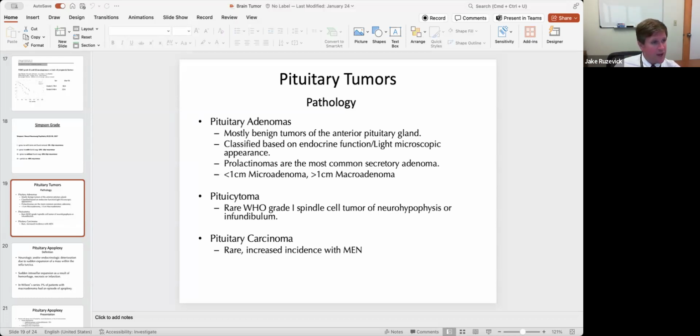Has anyone ever heard of that with a newly identified pituitary tumor? Something called pituitary apoplexy. Have you guys heard of that? Yeah, so when that happens, that's an emergency. And so you guys are going to be the front lines next year to take care of these patients.